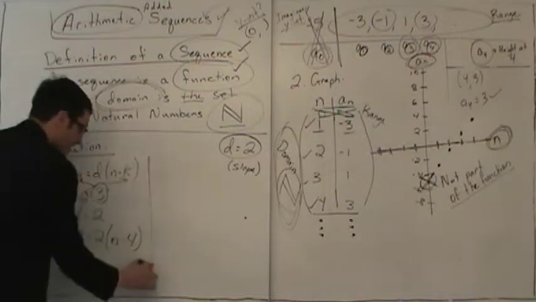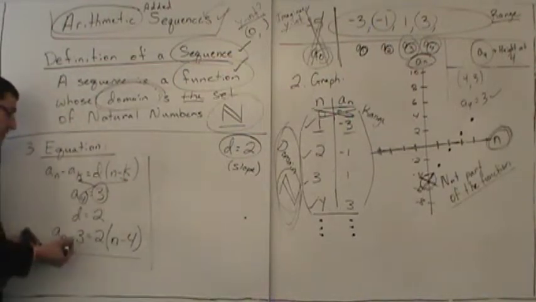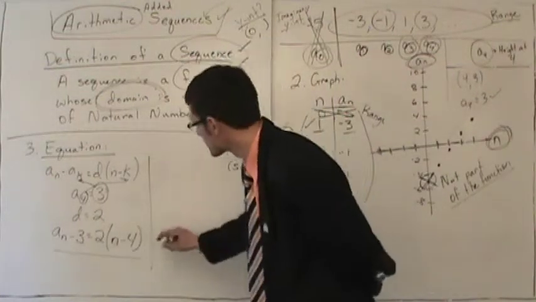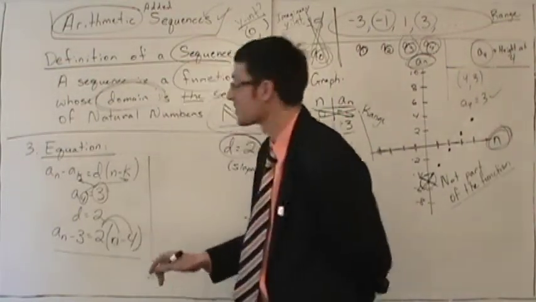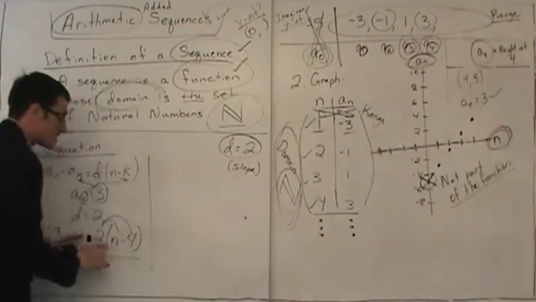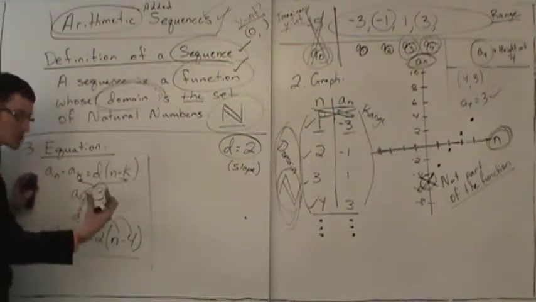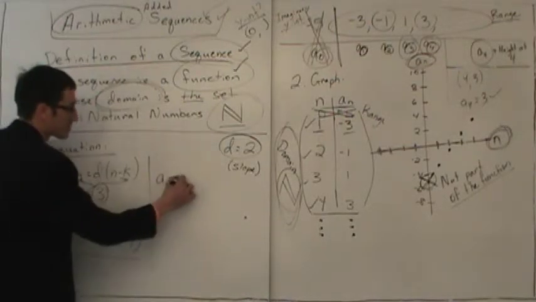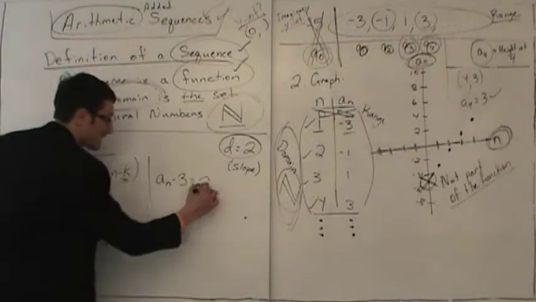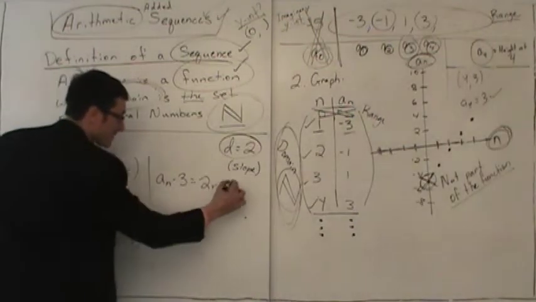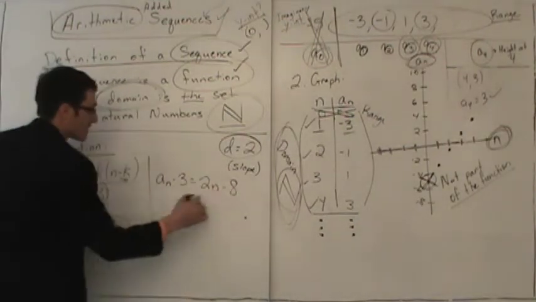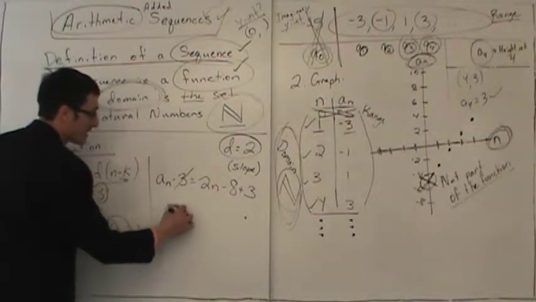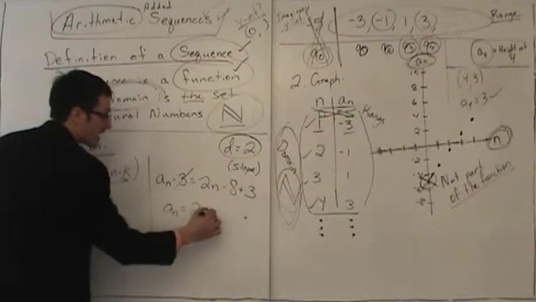Now, you have to convert this. This is the concept of point-slope. We're going to convert this to slope-intercept form, or similar to slope-intercept form. It's not called slope-intercept form, but the form of the equation that we want to get to is similar to slope-intercept form. I want you to distribute the 2. So we get a sub n minus 3 is equal to 2 times n is 2n. 2 times negative 4 is negative 8. And now move the negative 3 to the other side. Negative 3 will become plus 3. Cross it out. We get a sub n equals 2n minus 5.